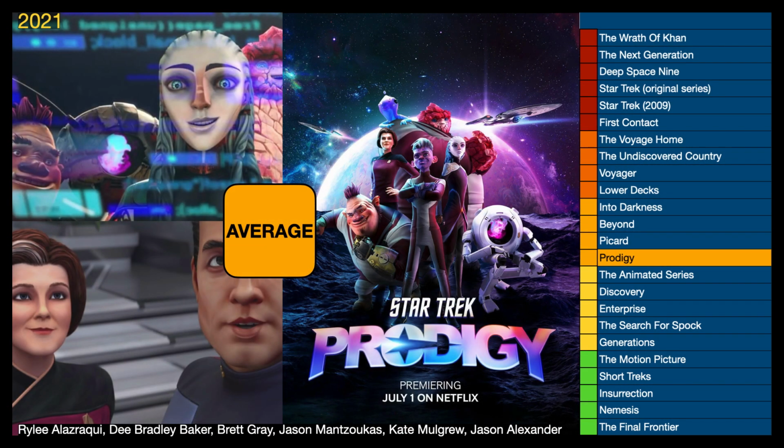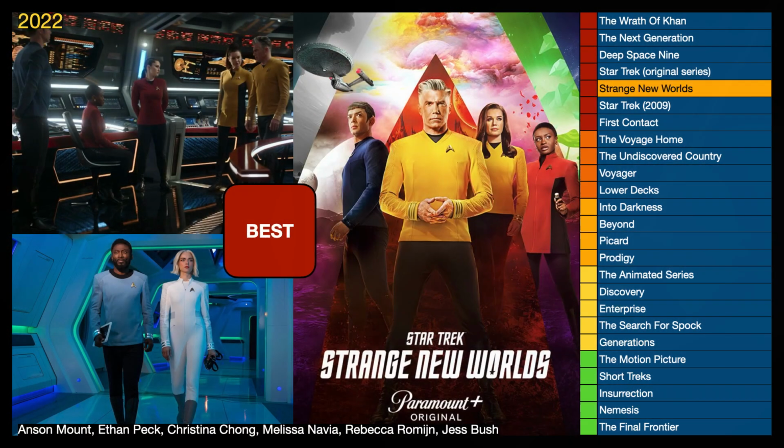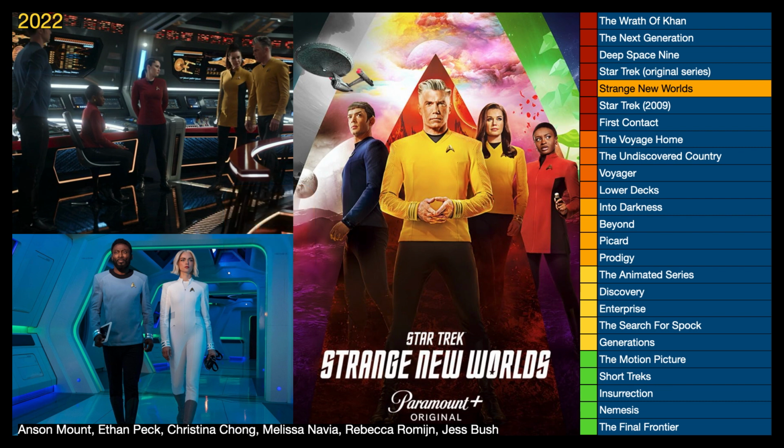2021, Prodigy. A group of teenage aliens take control of a starship and eventually join up with Captain Janeway and the Voyager crew. 2022, Strange New Worlds. A spin-off from Discovery and prequel to the original series, with Captain Pike and young versions of the original series characters.